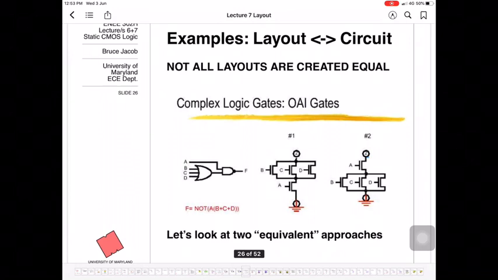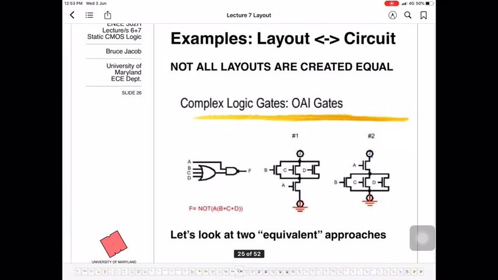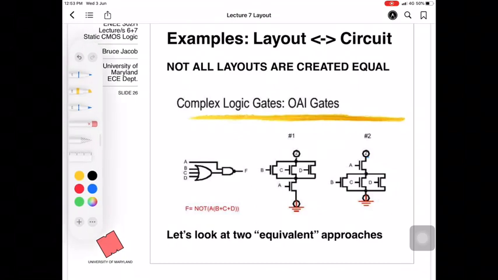Okay, so for this layout, all layouts are not the same, and different layouts can be better than others. So you can see here, we would like to see which kind of layout is the best layout, which will produce better performance in the circuit. As you can see here, we have one circuit which is F equals not A in bracket B plus C plus D.